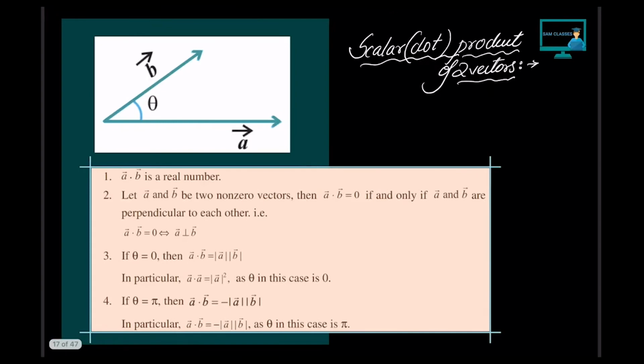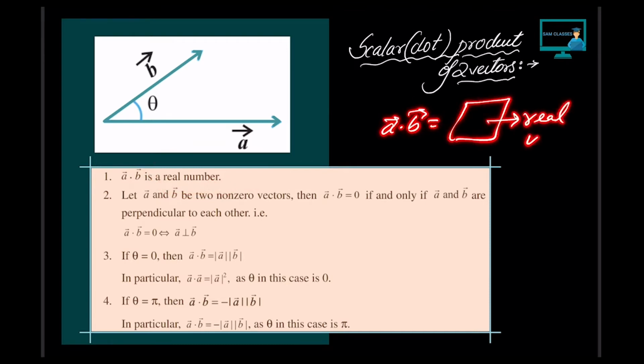First thing is that it gives me a real number. A dot B is a real number, very important, because a lot of questions we can solve just by using this concept. If I'm doing the dot product of two vectors, I'll get a real number. What I'll get? Not a vector. I'll get a real number, not a vector. This is one important point.